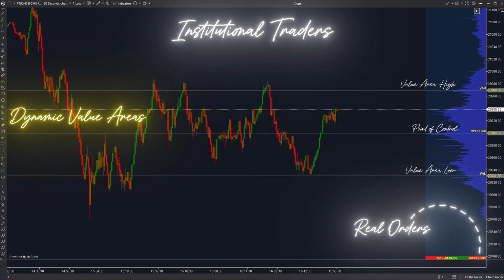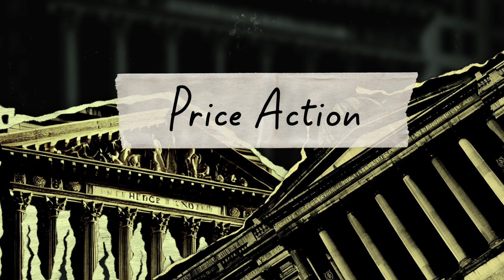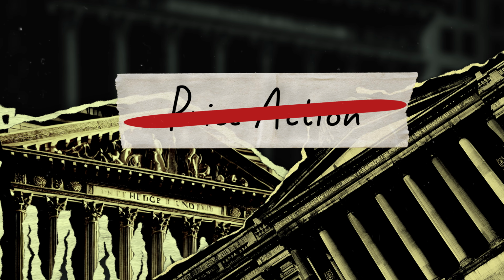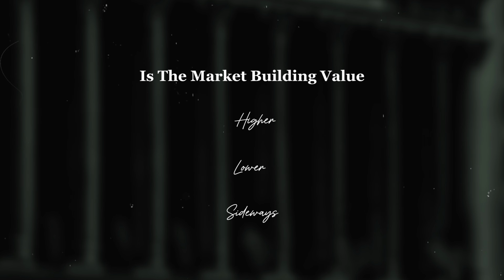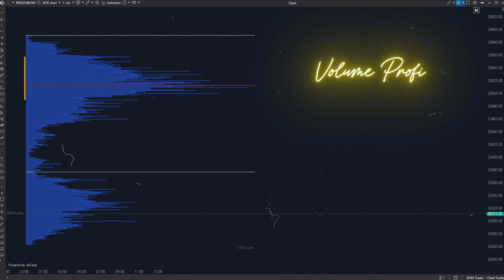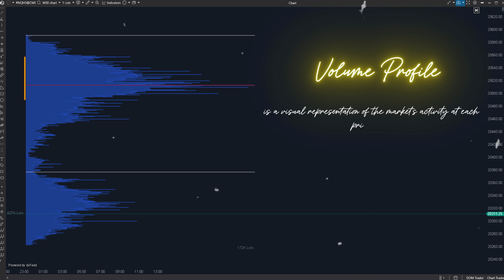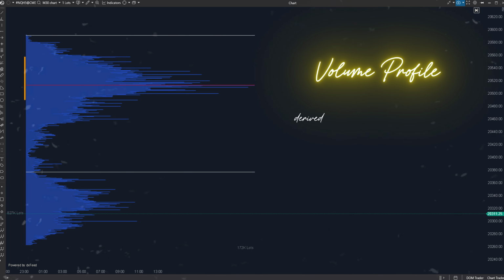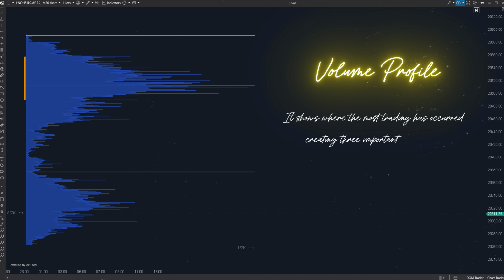For example, hedge funds or banks don't just look at price action in isolation. They analyze whether the market is building value higher, lower, or sideways. One of the key tools they use to do this is volume profile. What is volume profile? Volume profile is a visual representation of the market's activity at each price level, derived from the depth of market data. It shows where the most trading has occurred, creating three important components.